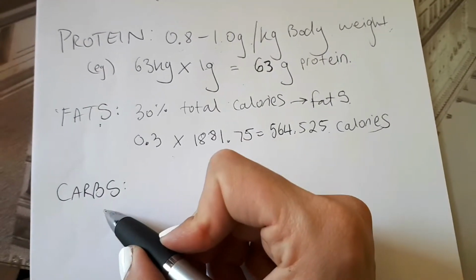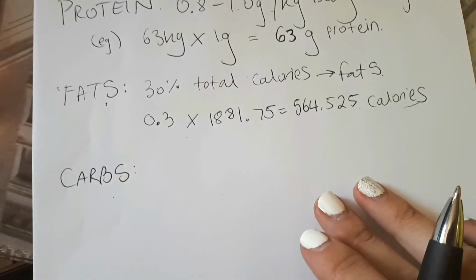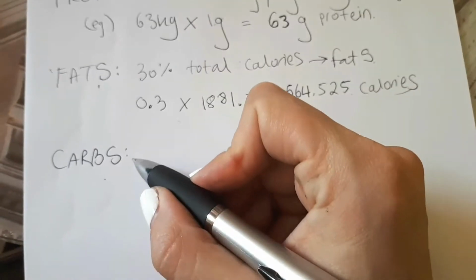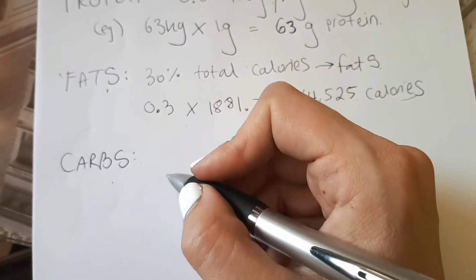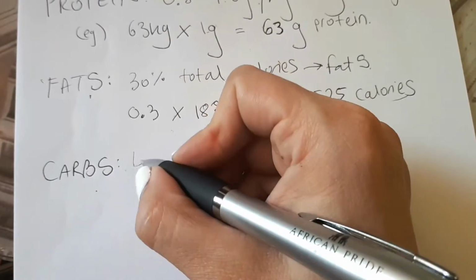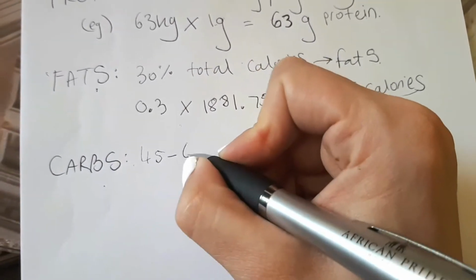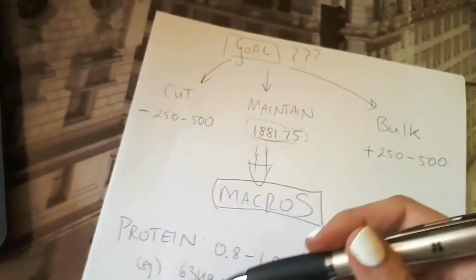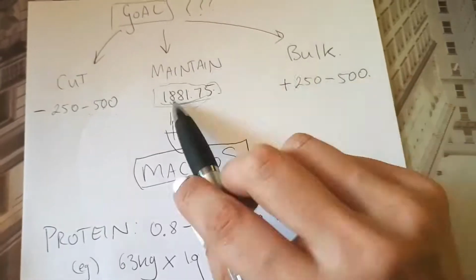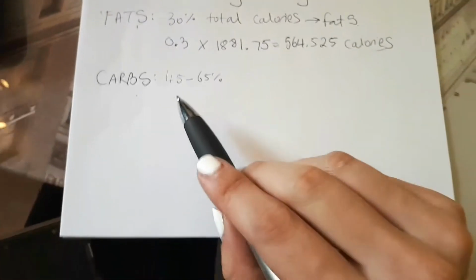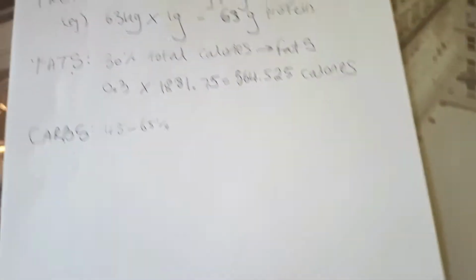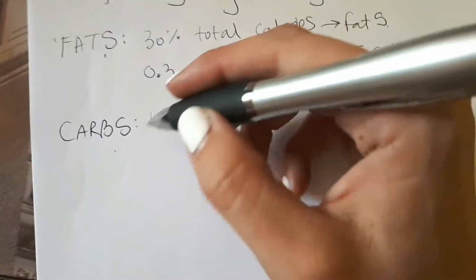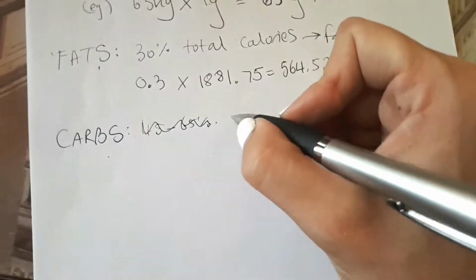Next, we're going to work out carbs. Okay, so for your carbs, they recommend 45 to 65% of your calories, so of these calories, whichever one, should be from carbs. But what I typically like to do is I just work out my remaining calories.